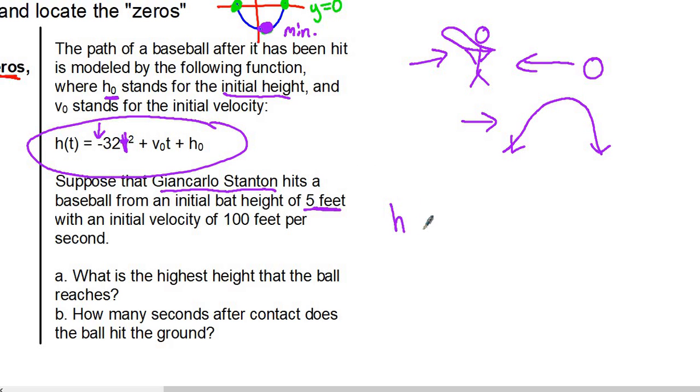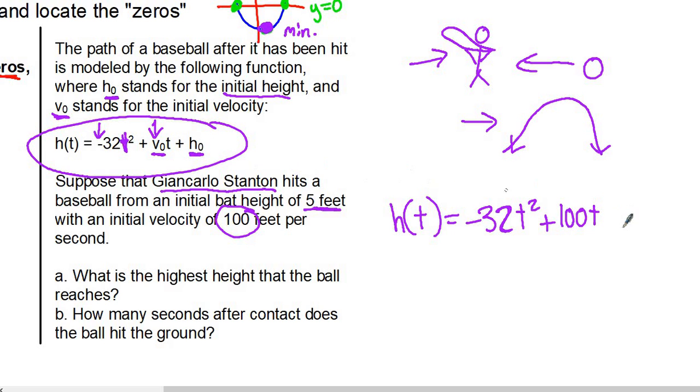So I'm going to rewrite this function with the information they're giving us. So -32 stays the same. That's based on the speed of gravity, the speed that the ball is going to fall down. t squared, t stands for time, plus v sub 0 stands for the initial velocity. So obviously when you hit a baseball, it's going to come off your bat at a certain speed. They're telling us it's coming off his bat at 100 feet per second. So I'm going to put 100 right there where there used to be a v.